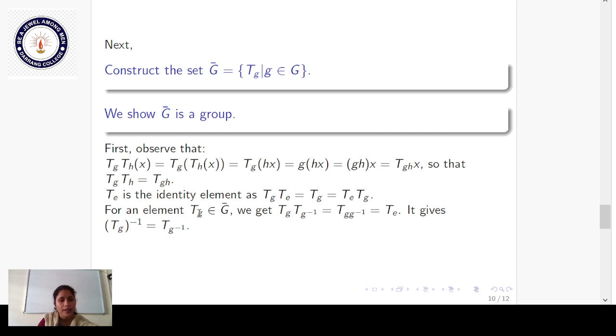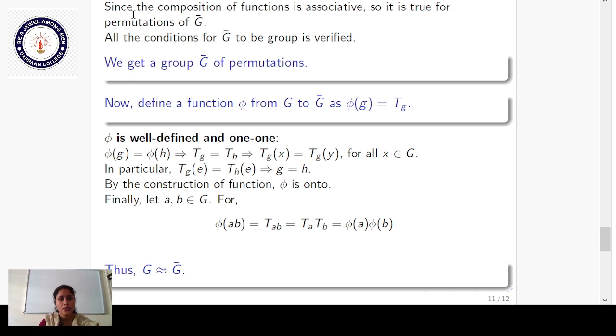Now consider any permutation Tg in G bar. As small g is an element of capital G, it will contain its inverse also, so consider the permutation corresponding to the inverse of g. Tg and Tg inverse product will give us the identity element of this group, which is Te. So the inverse of Tg will be Tg inverse, and definitely this is an element of G bar. So corresponding to every element Tg in this collection, there is an element Tg inverse in this collection, which is the inverse of the given permutation.